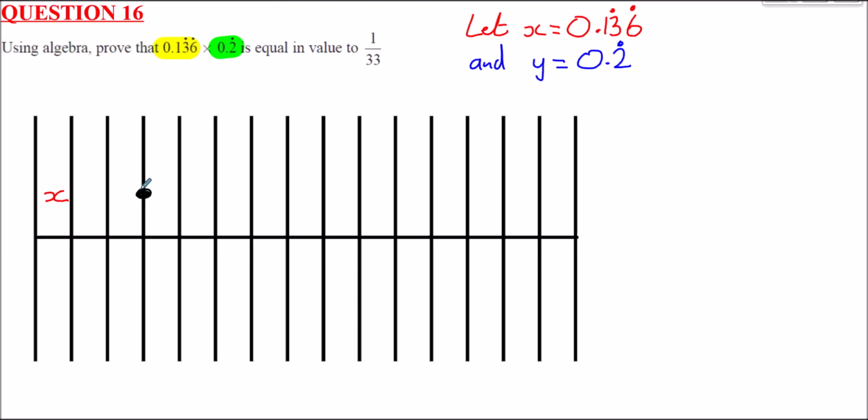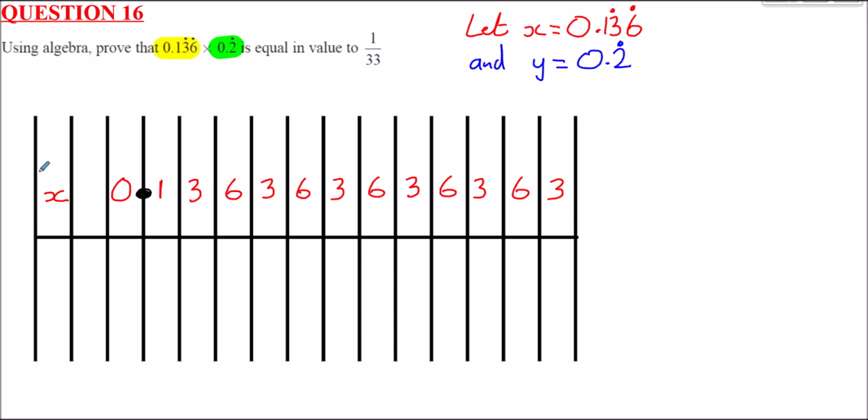So 1x is going to be 0.136 recurring. So it's going to be 136, 36, 36, and so on and so on. That's what the recurring means. You don't need to do 1,000,001 of these columns I'm doing, but just a few to show the examiner that you understand the concept of what a recurring decimal is. We then multiply this value by powers of 10 until we get these digits in these columns lining up.